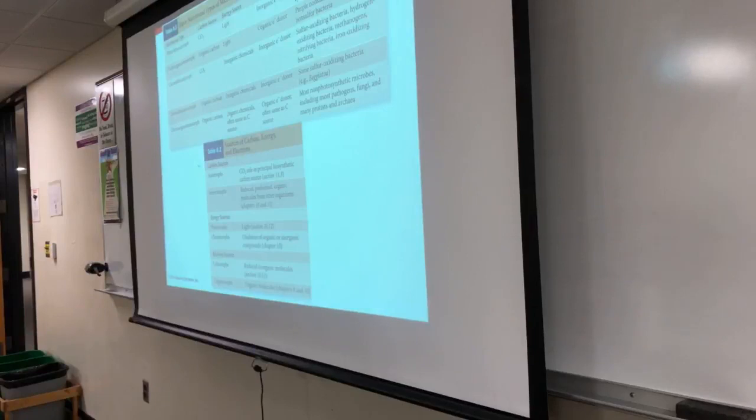So for example, a photolithoautotroph, right? This three-part term tells you electrons, energy, and carbon source. So basically, know this table. If you know this table, you could answer any of these questions about these organisms. Any other questions about chapter 6?